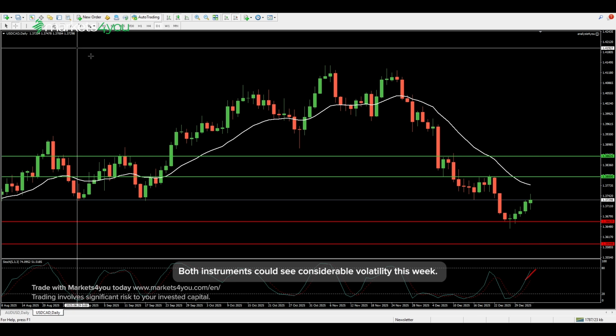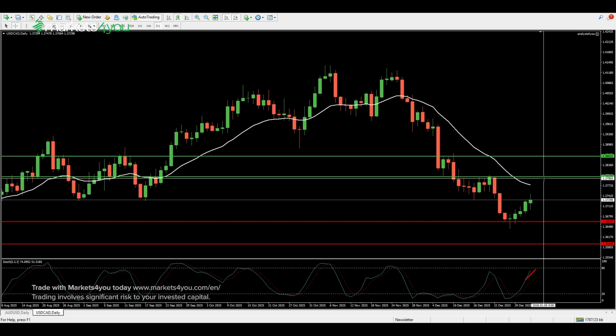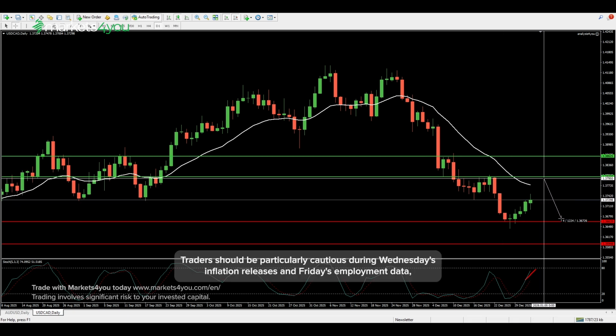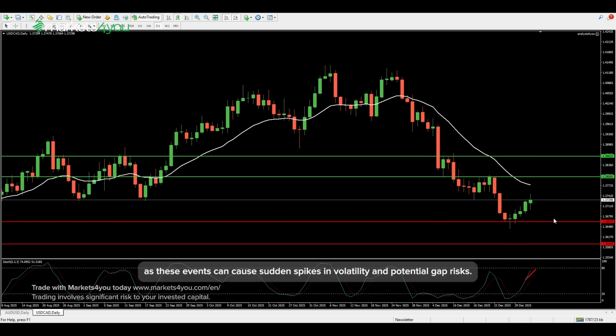Both instruments could see considerable volatility this week. Traders should be particularly cautious during Wednesday's inflation releases and Friday's employment data, as these events can cause sudden spikes in volatility and potential gap risks. Remember, always manage your risk carefully and never invest more than you can afford to lose.